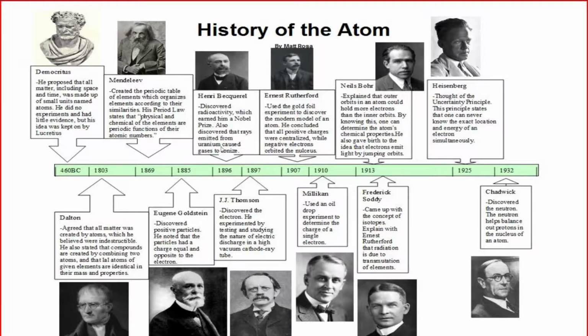So we start off in 460 BC with Democritus, and he proposes that all matter, including space and time, was made of small units named atoms. He had no experiments or evidence to back this up, but future scientists did go along with this idea.